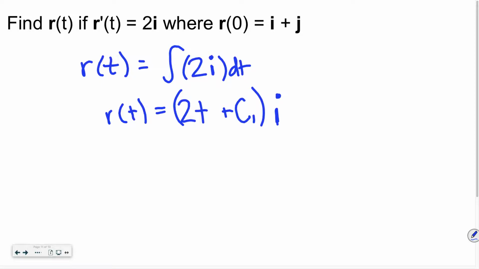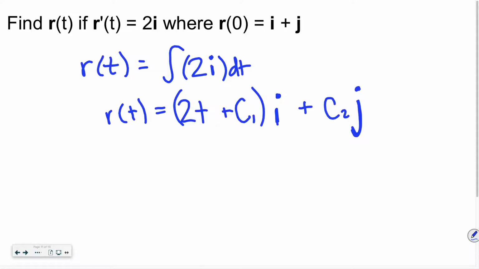Is that it? No, because we need the j. We need our vertical component. Since it's 0, we would take the antiderivative to just be a constant. Right? We take the derivative of r, we would get back to 2i. Does everyone agree? Okay. So now it's a matter of what is C1, what is C2?